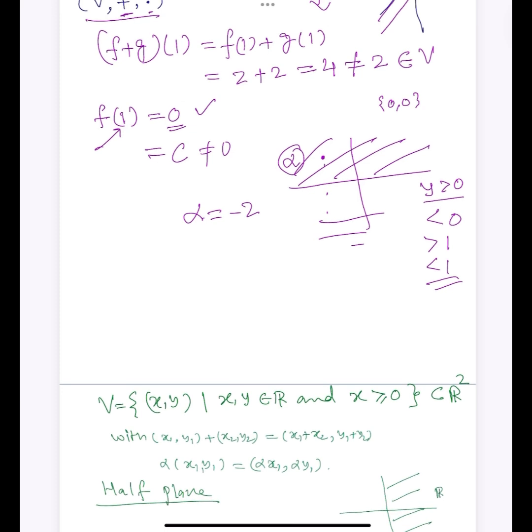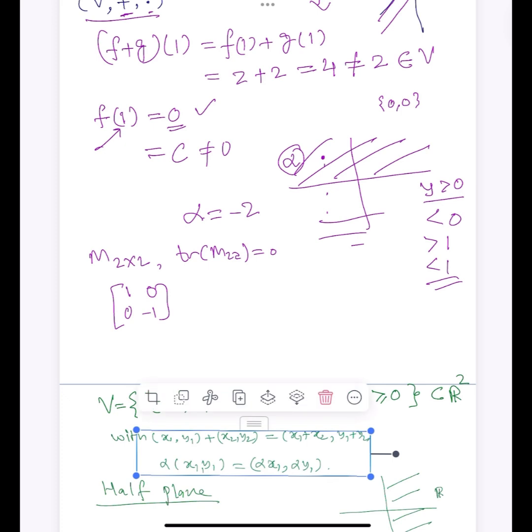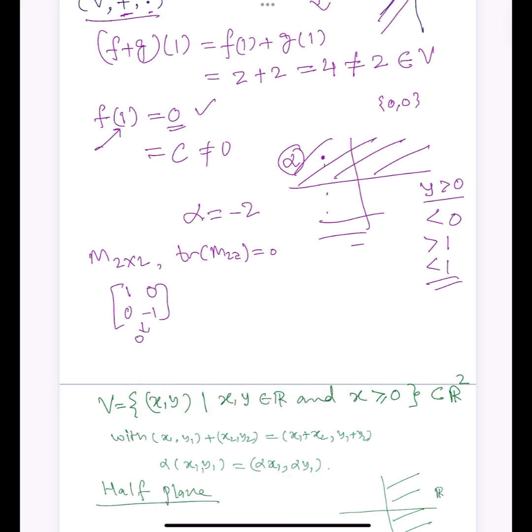Now if I say the set of all 2 by 2 matrices, M22, with trace 0. Trace means the sum of the diagonal elements. Let us take one element, A, which is 1 0 0 -1. The trace of A is equal to 1 plus -1, which is 0. So this belongs to the set of all matrices whose trace is 0.